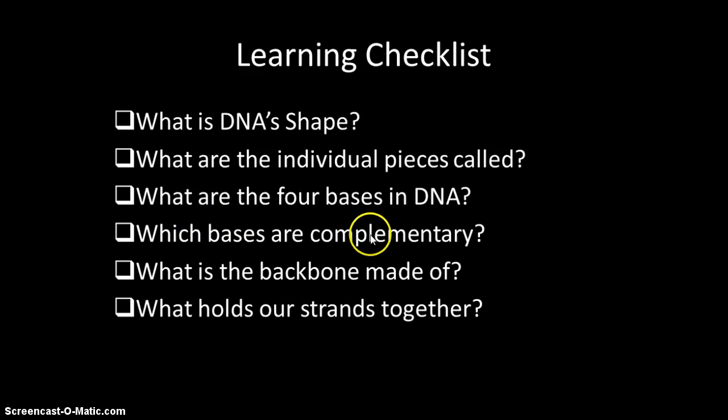Which bases are complementary or go together? That's A and T, because they're the ones made with straight lines, and C and G, the ones with curvy lines. Next question is, what is the backbone made of? That's right, it's alternating phosphates and sugars. And the last question is, what holds our strands together? If you said hydrogen bonds, you're correct.